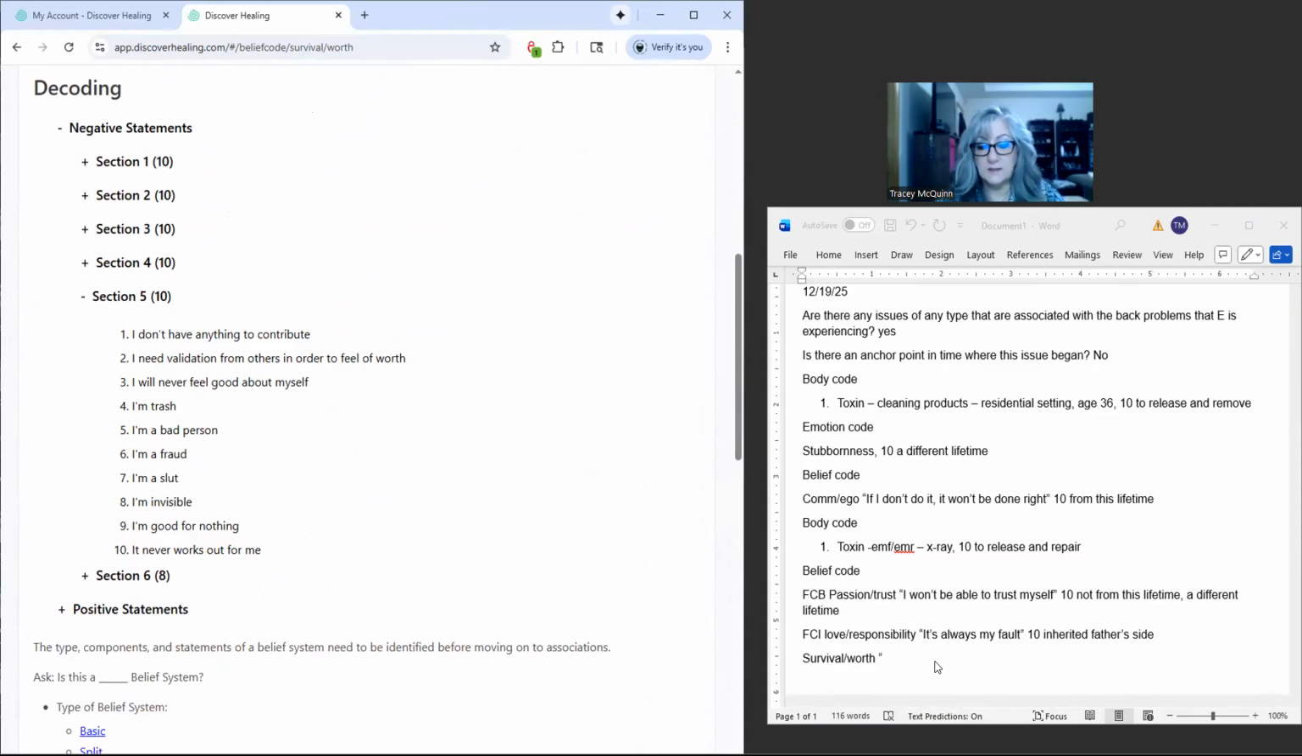I'm a fraud. I see that pop up a lot with most people. I don't know where humanity or the human collective got this fraudulent idea, but we did. Is it 3? Is it 10? Is that inherited? In his case, he inherited it. From father's side, mother's side? Is it mother's side? Okay, so it's an inherited belief.